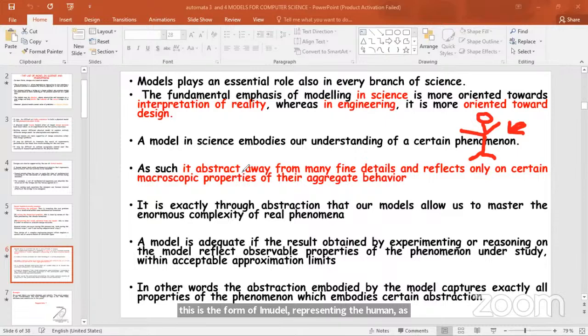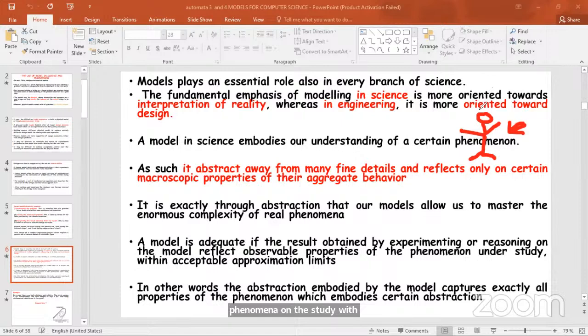So as such, it abstracts away from many fine details and reflects certain macroscopic properties of the aggregate behavior. Now, it is exactly through abstraction that our models allow us to master the enormous complexity of real life phenomena. So in a way, you cannot model all the complexity in life. You only abstract some properties, right? And after abstracting those properties, you can now make use of them for whatever you need them to do. So a model is adequate if the result obtained by experimenting or reasoning on the model reflects observable properties of the phenomenon under study with acceptable approximation limits.